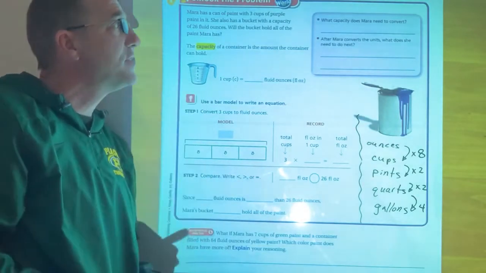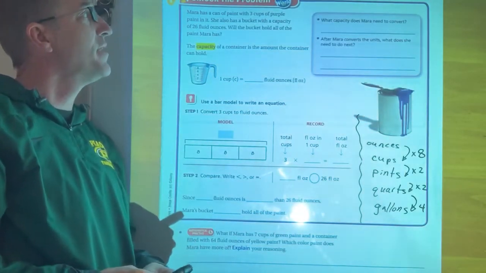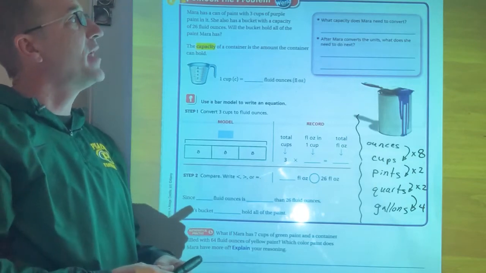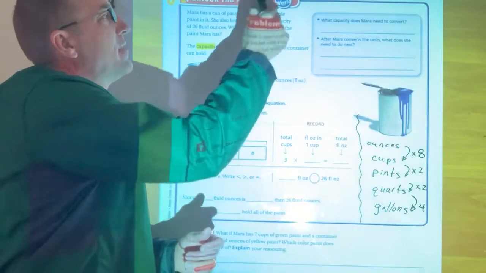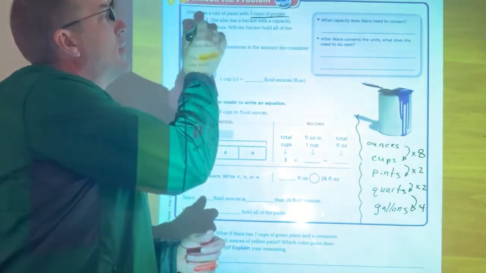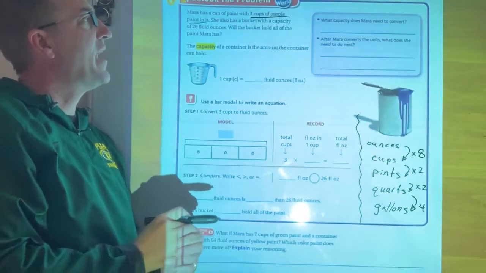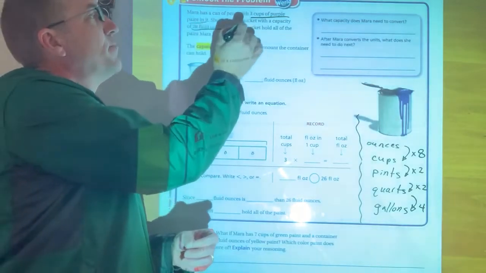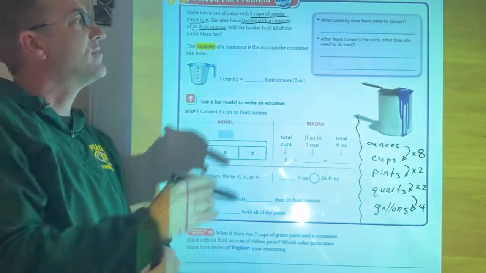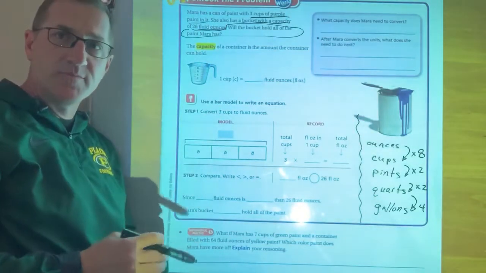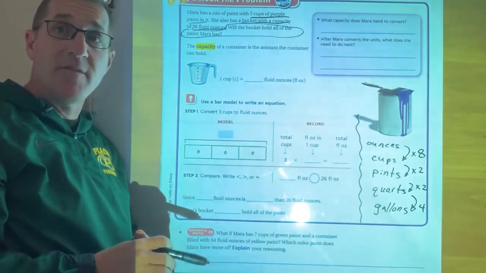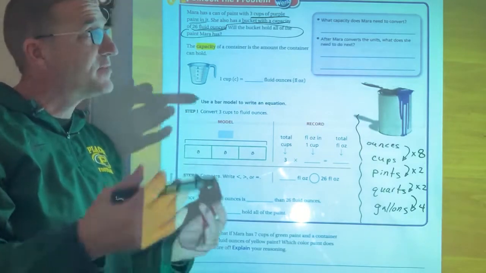So looking at our first example here, unlocking the problem, Mara has a can of paint with 3 cups of purple paint in it. So we've got 3 cups of purple paint. She also has a bucket with a capacity of 26 ounces. So she's got this bucket that can hold 26 ounces. And then our question is, will the bucket hold all of the paint? So this is a good question because you do not want to have a too small bucket and then pour all the paint in it and have it spill all over the place.